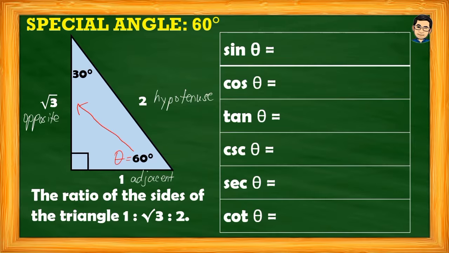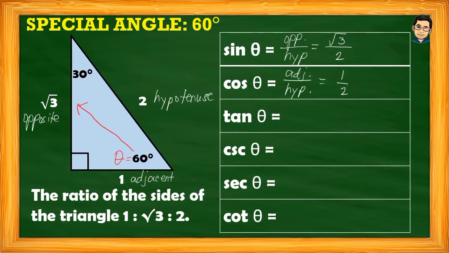So, dun tayo sa sin theta, sin 60 degrees. Opposite over hypotenuse. So, opposite is square root of 3. Hypotenuse is 2. So, sin 60 degrees is square root of 3 over 2. Next, what about cosine 60? So, cosine is adjacent over hypotenuse. So, adjacent is 1. And then, hypotenuse is 2. So, therefore, cosine 60 degrees is 1/2.